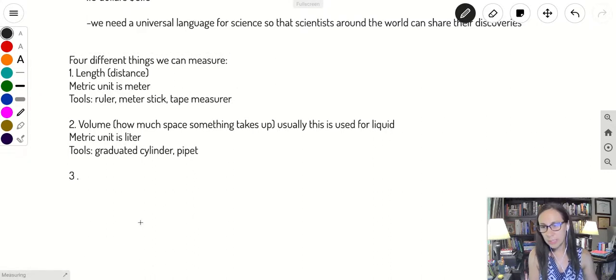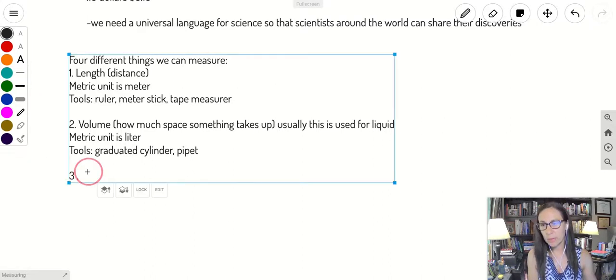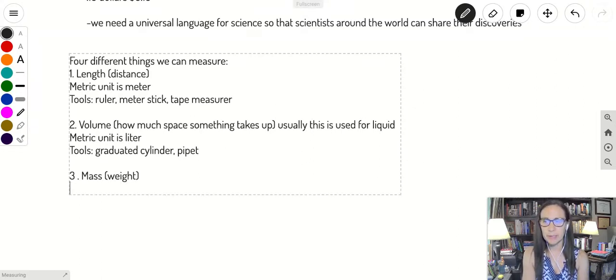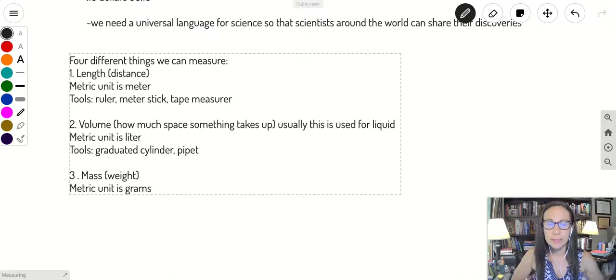Okay, so the third thing that we can measure is mass. I had mentioned that a second ago. Mass is basically weight. And the metric unit for mass, do you know what it is? It's grams. The non-metric units for mass, we can use ounces, I said that earlier, or pounds. Pounds and ounces is what we use, but for the metric system, we use grams.